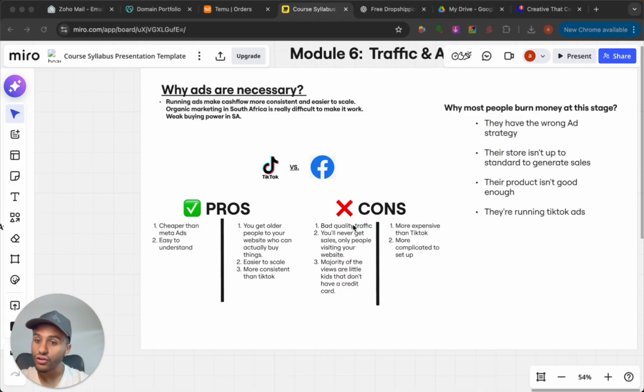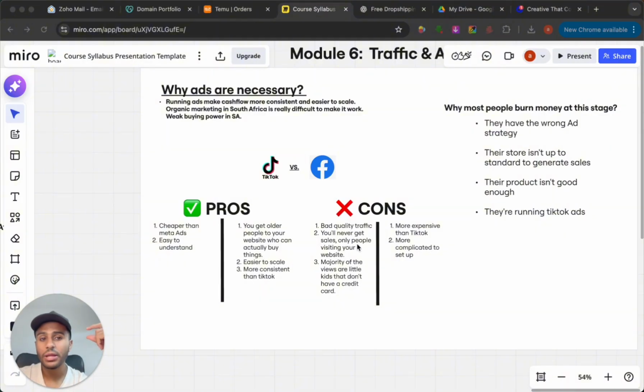Then let's go to the cons of TikTok. As I said, terrible quality of traffic. Terrible. As I said, I've had like 500 people come to my website and not get a single sale. And then I switched over to Facebook ads, and now I'll get like 80 people on my website and I'll get 2 sales.